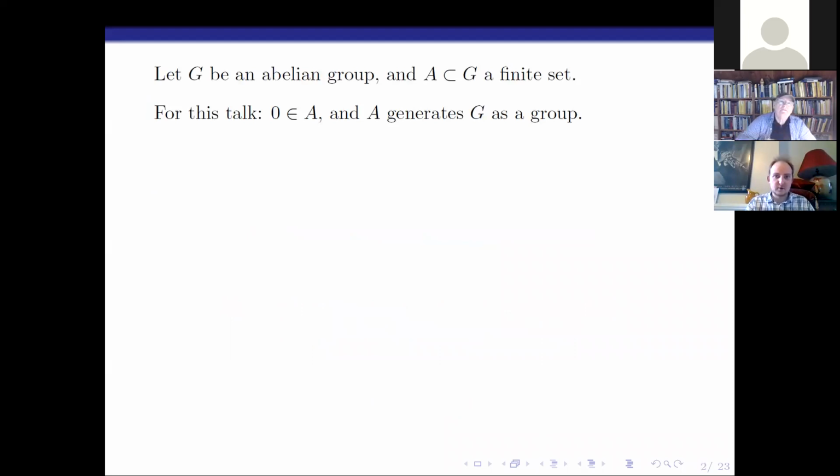Okay, the setup is going to be extremely general, at least initially. We're going to take an abelian group G and some finite set A contained in G. Just for this talk, to simplify some of the statements, I'll assume that 0 is in A, 0 being the identity of the group G. We can just translate A so that that's the case. And just for simplicity, we'll assume that A generates the group G that it's contained in.